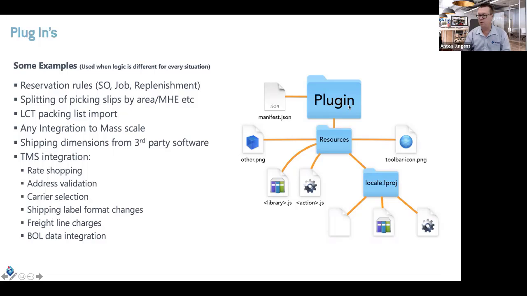There's a plugin for LCT receipts. So if I'm doing an LCT receipt, I can import the packing lists from the supplier, which will pre-create the whole receipt for me. Then there's any integration to a scale. Wherever we integrate into a scale, if you go from one site to another, the weigh scales are always slightly different. The interfaces are different. So we use a plugin to do the mapping.